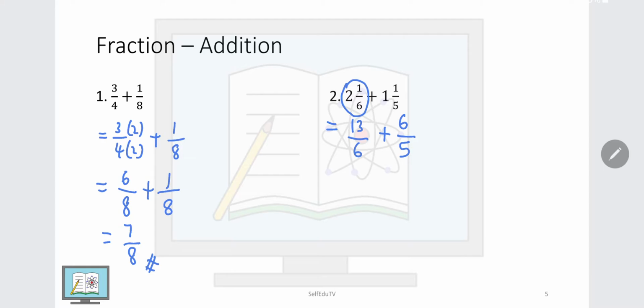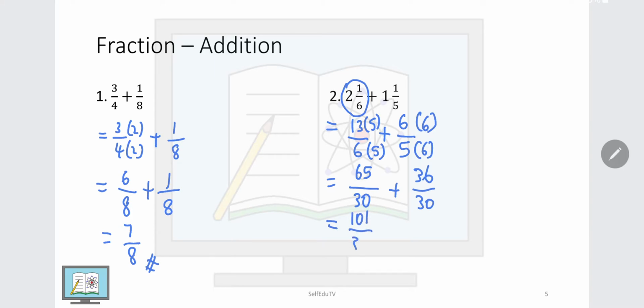Then you make their denominators to be the same. So common denominator, the most suitable one is 30. So I multiply by 5 here, multiply by 6 here. So to change to a mixed number, I can split it this way. So this will be the final answer.